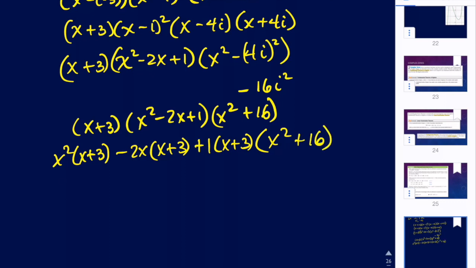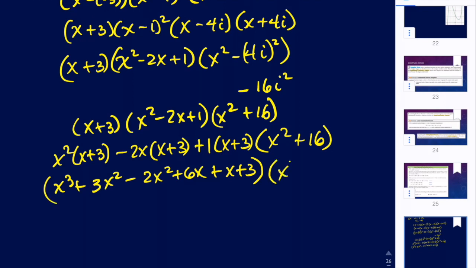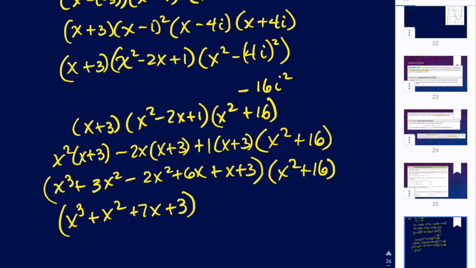Let's see. x to the 3 plus 3x squared minus 2x squared plus 6x plus x plus 3, and that whole thing times x squared plus 16. We can clean this up a little bit. We've got 3x squared minus 2x squared, that's just x squared. So we've got x to the 3 plus x squared, and then we've got 6x plus x, which is 7x, plus 3. And that times x squared plus 16.